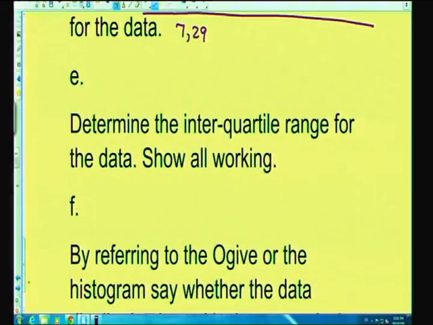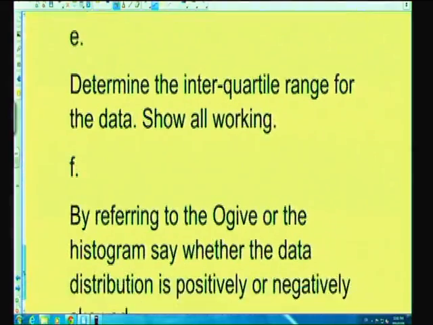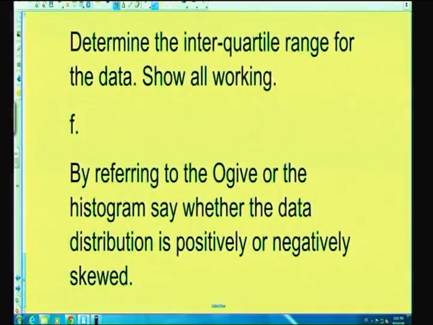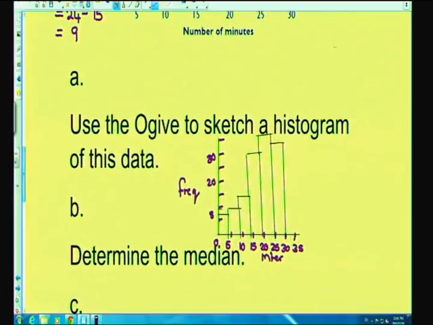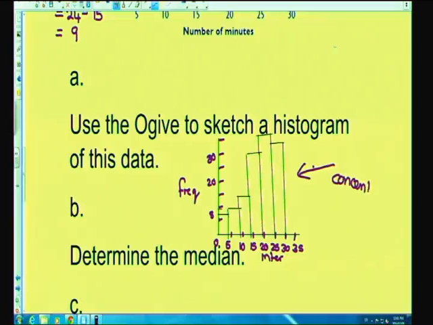Okay, so we've got the IQR. Now, by referring to the ogive or the histogram, say whether the data distribution is positively or negatively skewed. Now, if you're looking at the ogive, it's not so easy to see, but if you look at this, it's much easier to see. Can you see that the concentration of people using Facebook is on this top end here? But it's easy enough to look at that and guess, but there's a nice way we can do it.